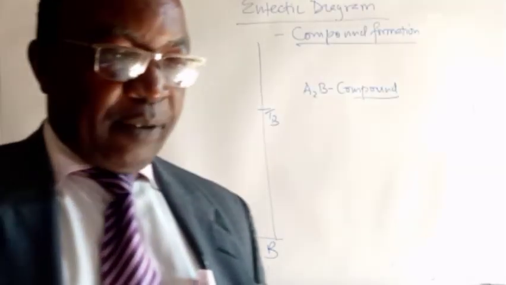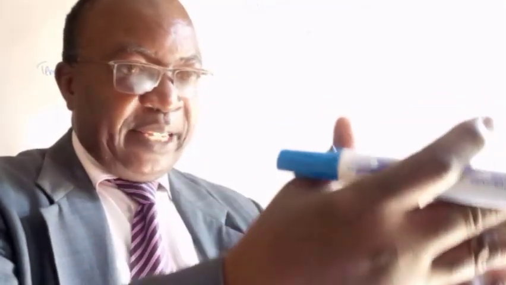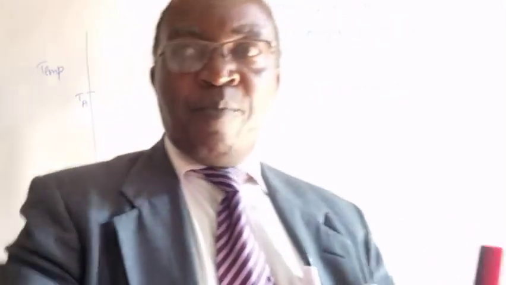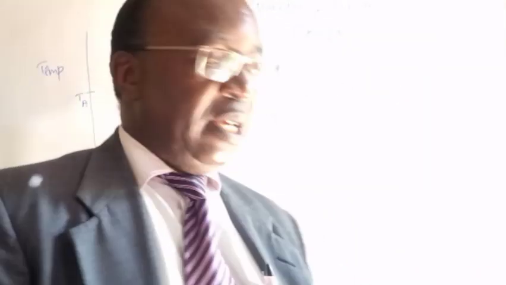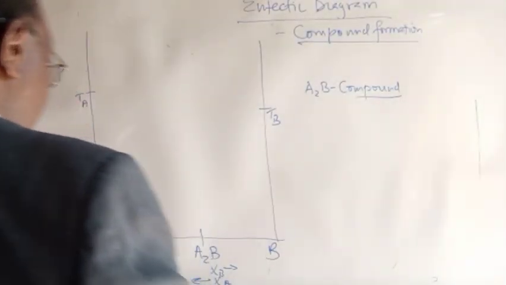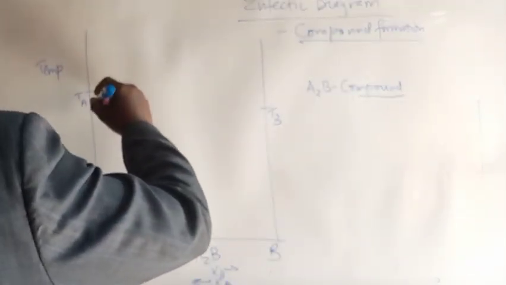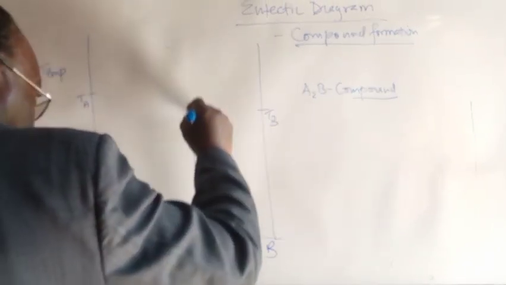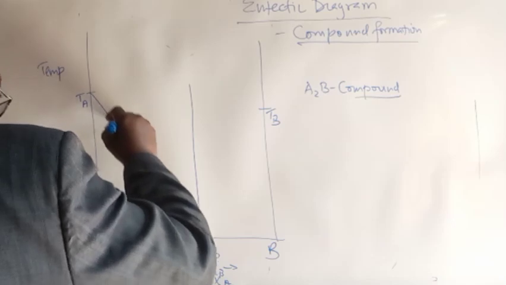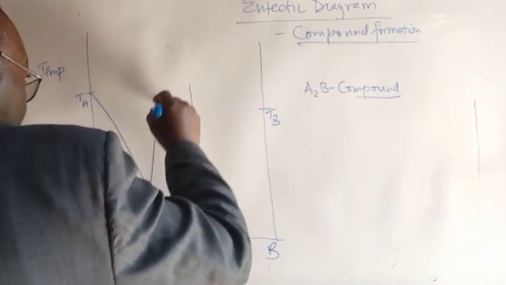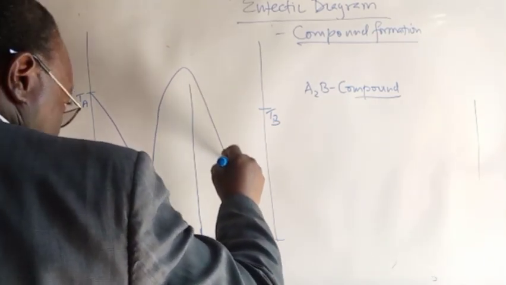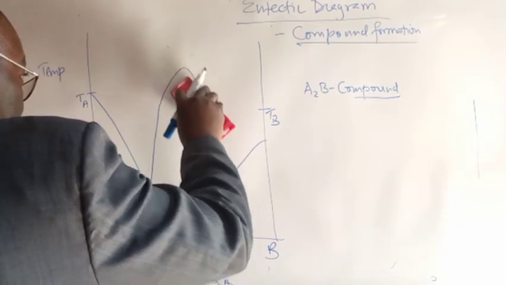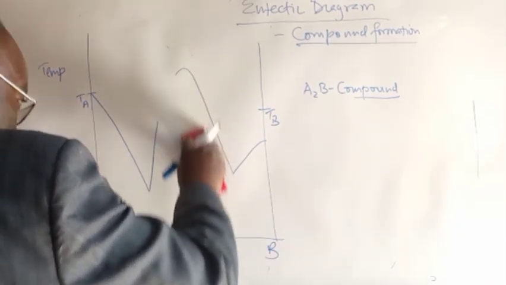In other words, like we have said, you have the freezing curves, they intersect at the eutectic point. Now, what happens when you have formation of a compound? We will have a situation where, let me try to get it drawn well.